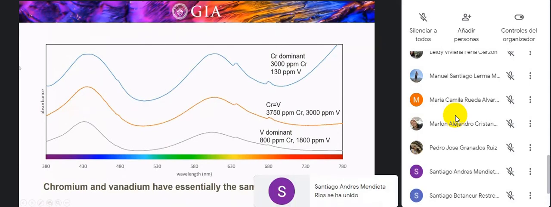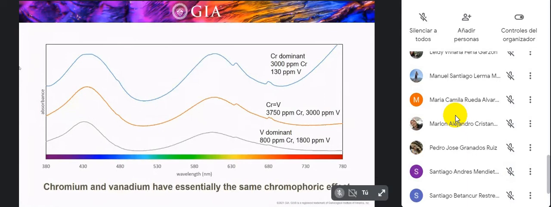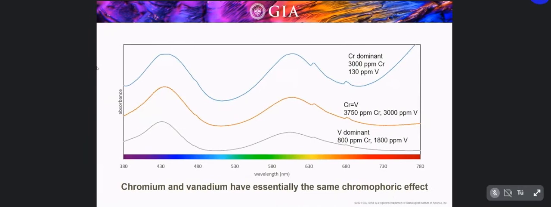And so chromium and vanadium have essentially the same chromophoric effect in emeralds, which is a bit unusual in the gemological world, in the mineral world. In a lot of other minerals like corundum, for instance, chromium and vanadium have very distinct chromophoric effects, and they produce very different colors in corundum. But for emerald, for beryl, they produce essentially the same color.